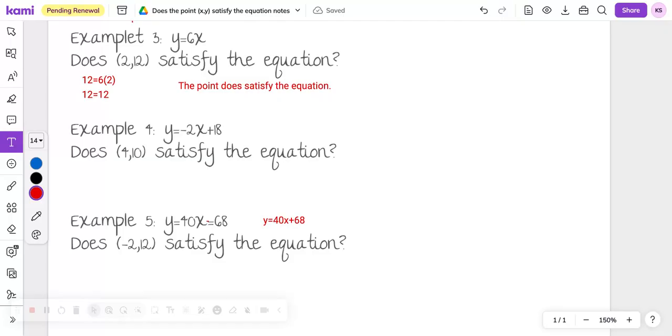Okay. So I want you guys to try these. You're just plugging in and seeing if they balance, if they equal out nicely. I will be back tomorrow. I will check this, I will go over it a little bit, and then you will work on iReady. But if you have any questions, please let me know.